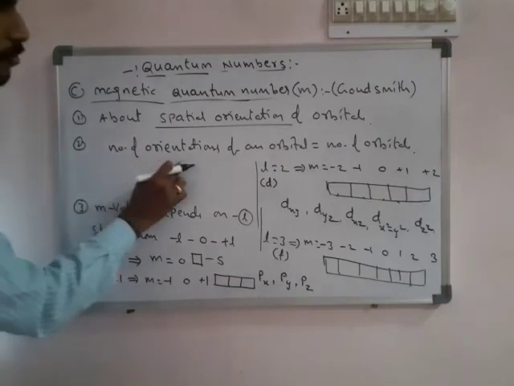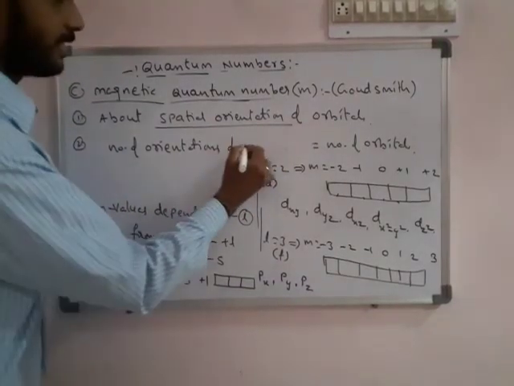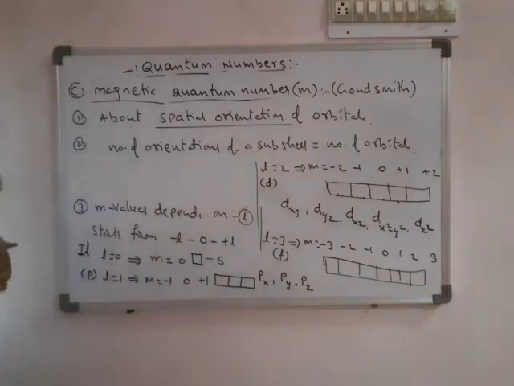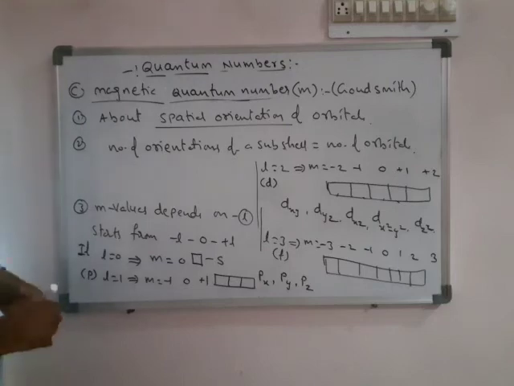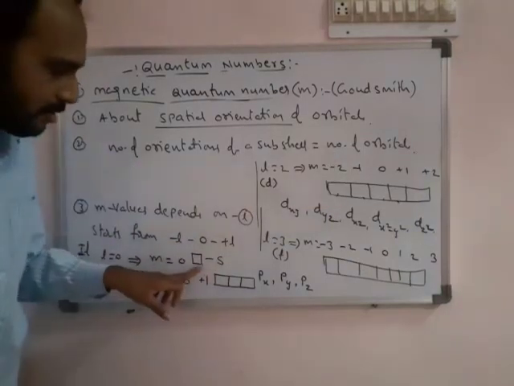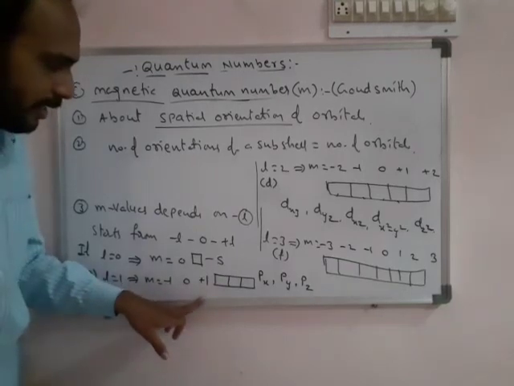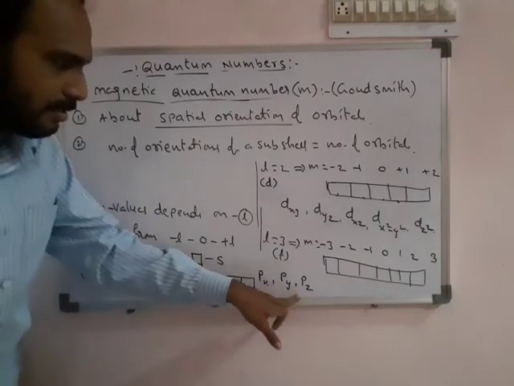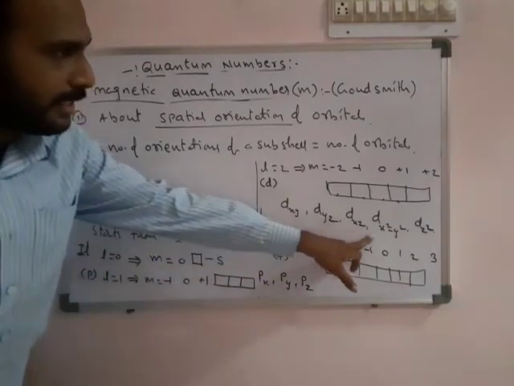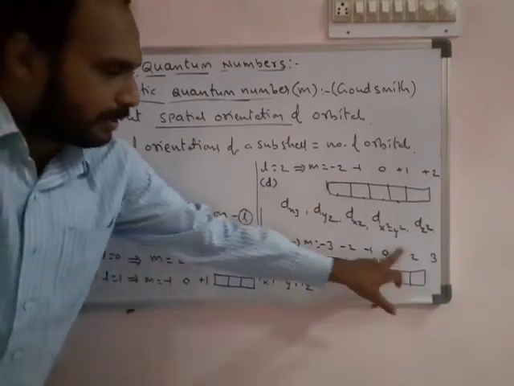So here we can say the number of orientations of a subshell is equal to the number of orbitals. For example, for the s subshell, orientations is 1, number of orbitals is 1. If L is equal to 1, that is p orbital, so p orbital orientations are 3, therefore number of orbitals is 3. Here orientations are spreading in different directions. So 5 orientations, 5 orbitals. 7 orientations, 7 orbitals.